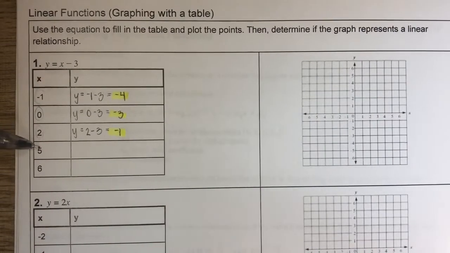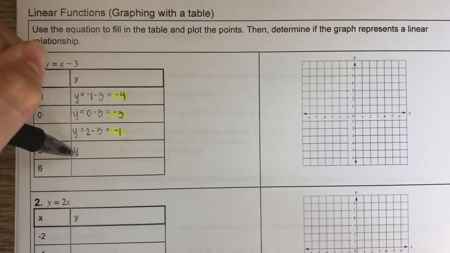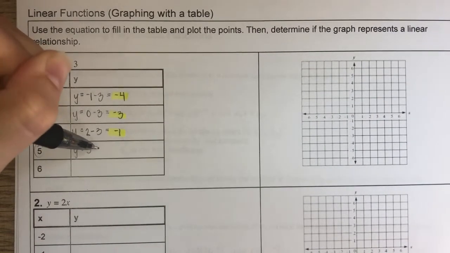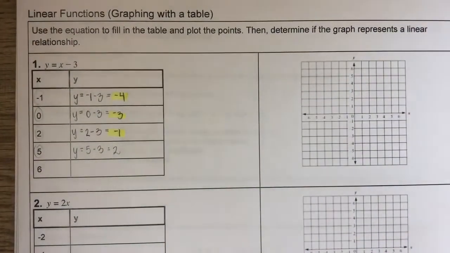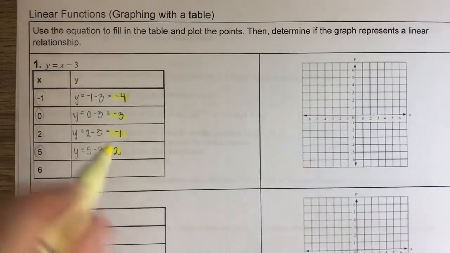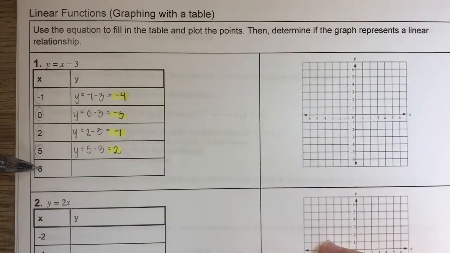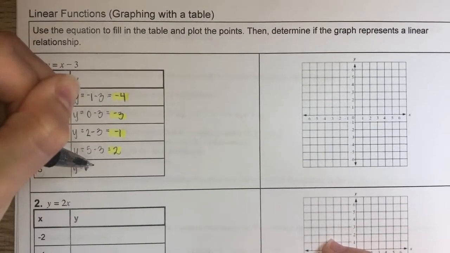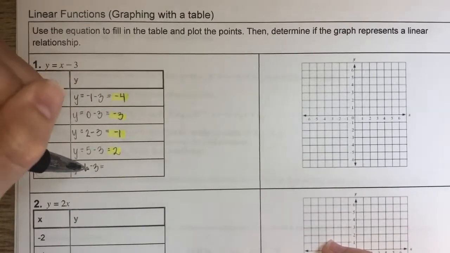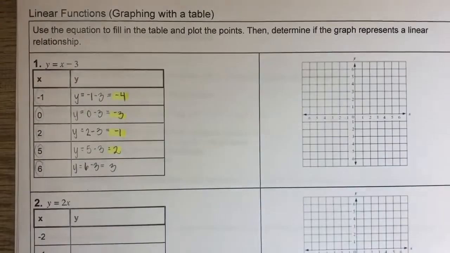Next, I'm going to substitute in x equals 5. So my equation is y equals 5 minus 3. 5 minus 3 is 2, so y equals 2. And then the next one I'm going to substitute in is x equals 6. So y equals 6 minus 3. And then 6 minus 3 is 3, so that's my y coordinate.